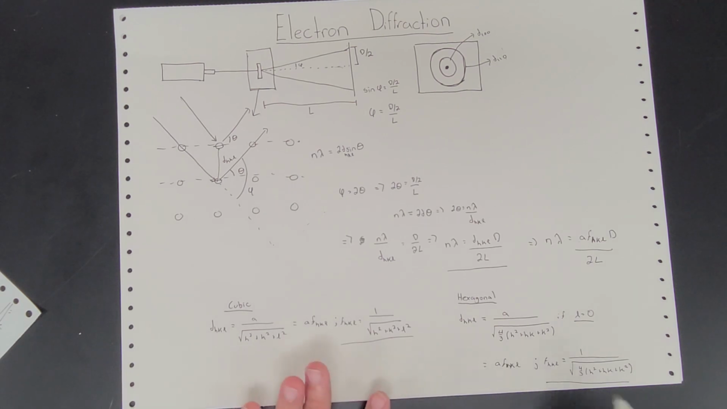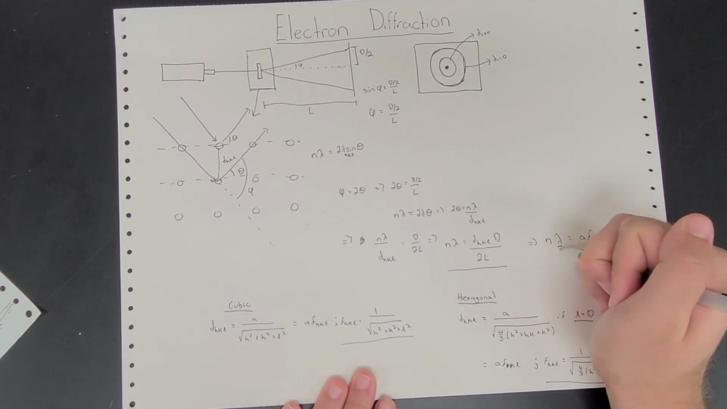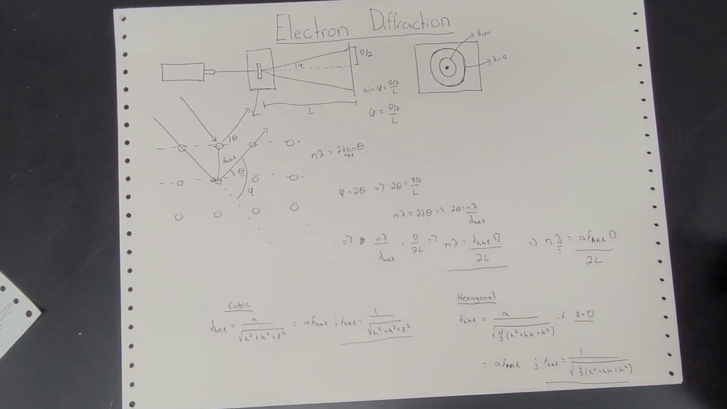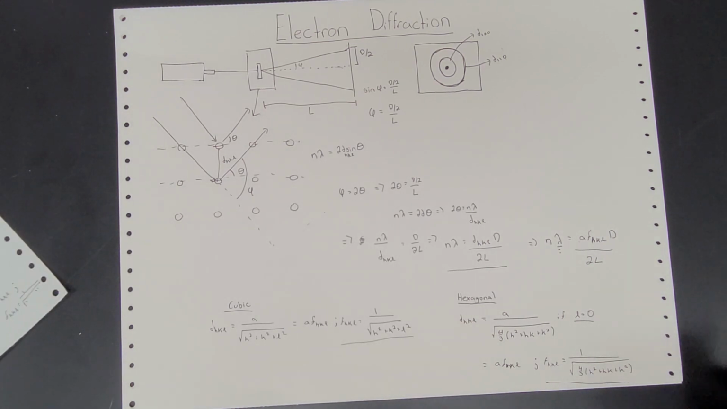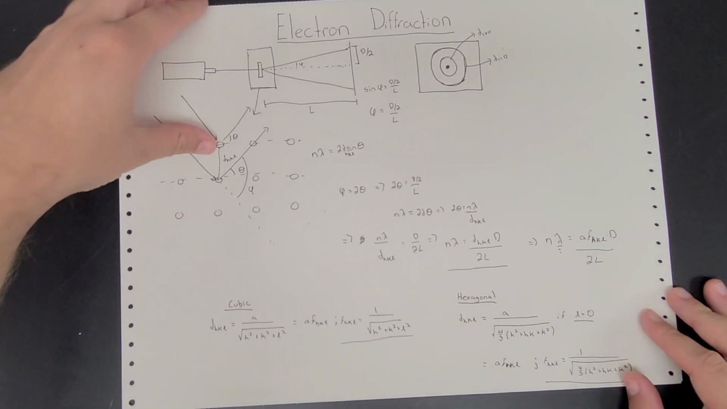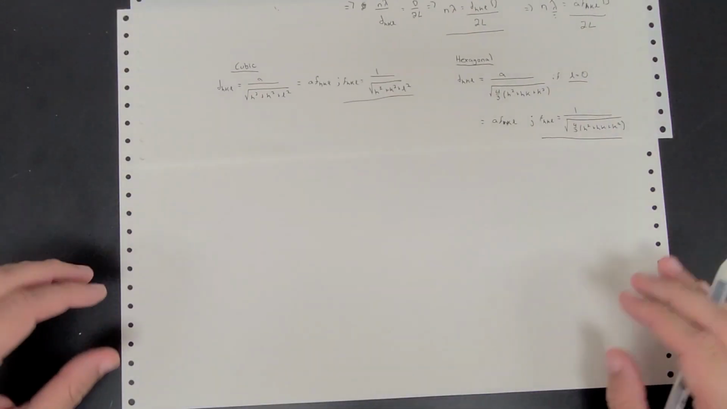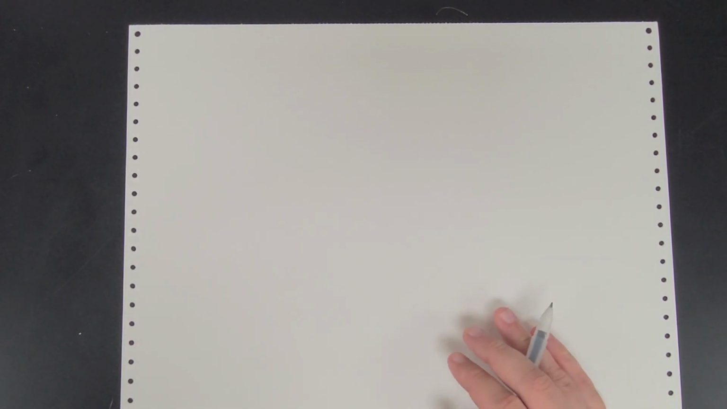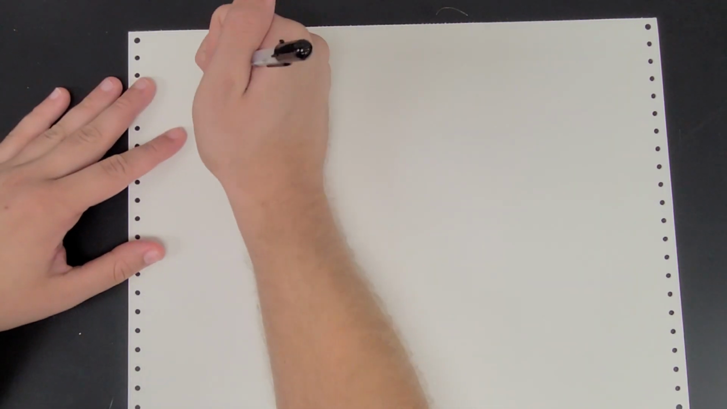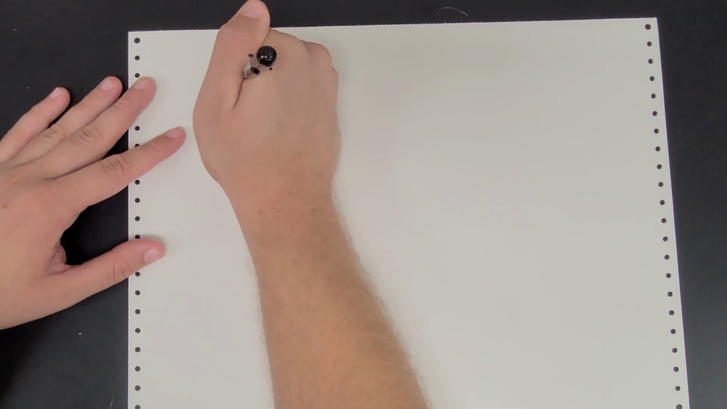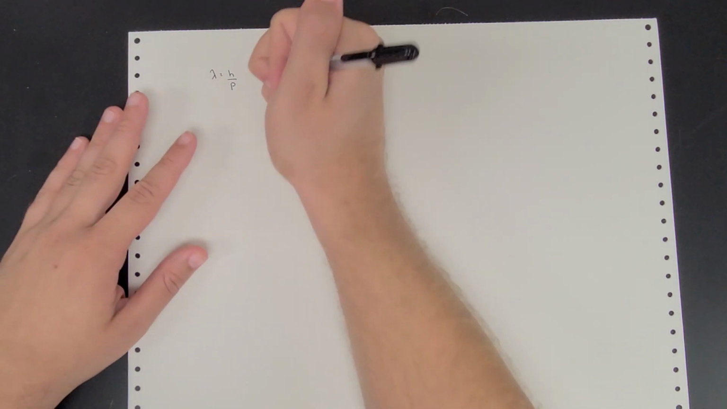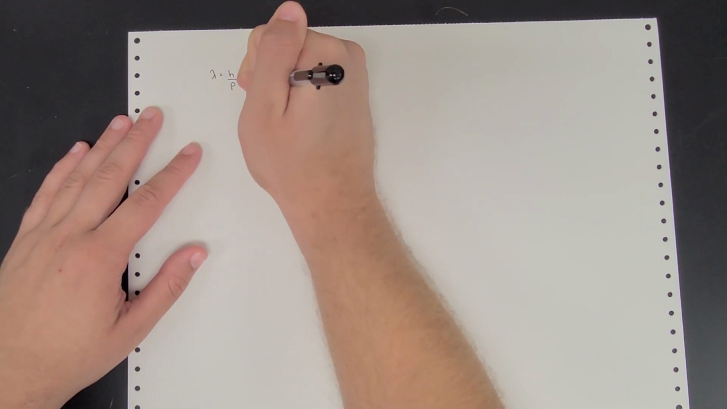But right now, what we also need to focus on is this lambda. You may have already thought about this, but what is the wavelength of a beam of electrons? How does an electron have a wavelength? That's where de Broglie comes in. So we have de Broglie's equation, and he figured out that the wavelength of any particle can be written as Planck's constant h over the momentum p. Or if we want to rewrite p, we can say h over mv.